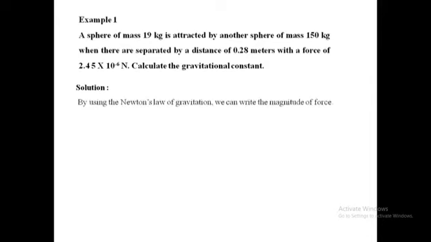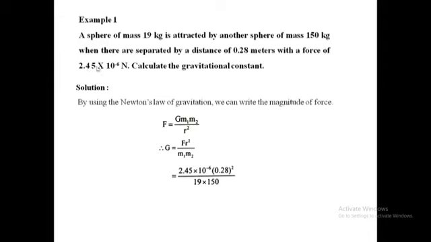Solution. By using Newton's law of gravitation, we can write the magnitude of force as F = G m1 m2 / r². Therefore, to find the gravitational constant, we have G = F r² / (m1 m2). Now, put the values over here.